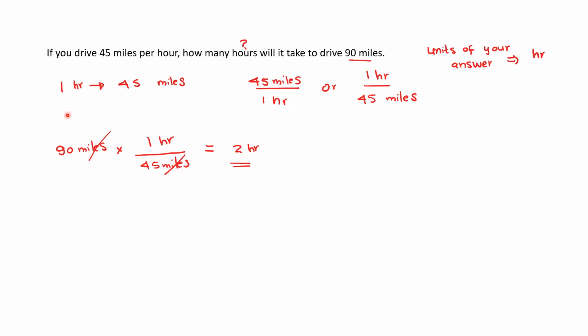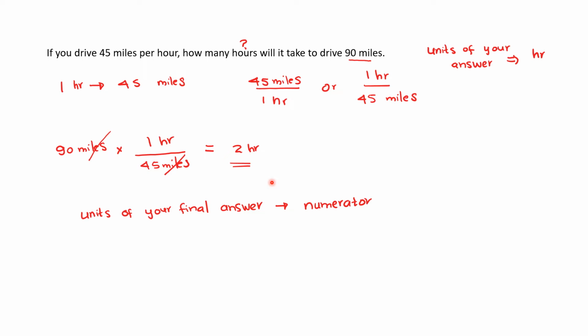You are going to write down 90 miles and then use a fraction. You are going to choose one of these fractions. When you choose the fraction, just make sure that your miles cancel out. That means you are going to choose this fraction, and you can see your miles in the numerator cancel out with miles in the denominator, and you are going to end up with hours, which is the one you needed in your final answer.